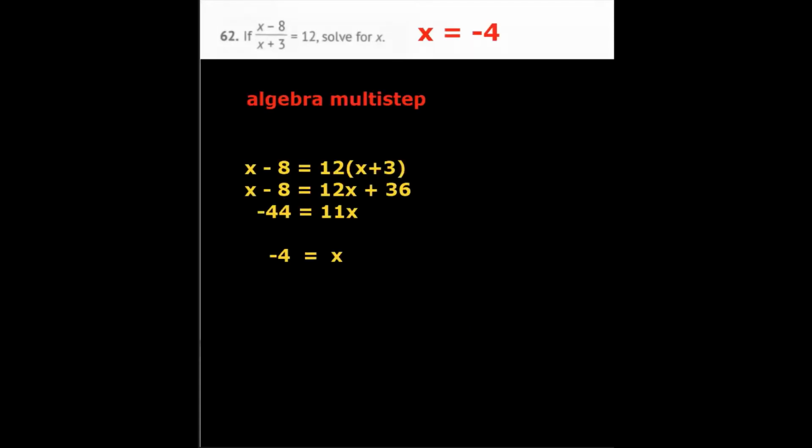Question number 62. If x minus 8 over x plus 3 equals 12, solve for x. Well, here we have an algebra multi-step. And what we can do is multiply both sides by x plus 3. Then we have the numerator x minus 8 equals 12 times x plus 3. Distributing the 12, we have 12x plus 36. And subtracting 36, negative 44 equals 11x. Divide by 11, and negative 4 equals x. The correct answer is negative 4.